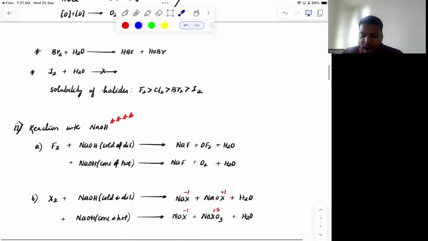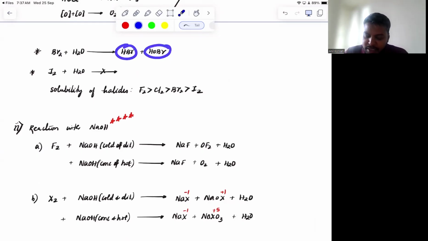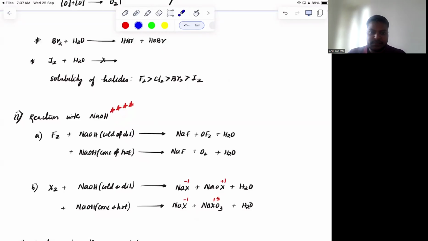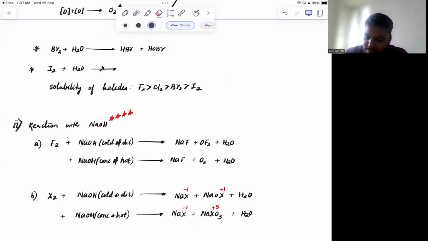Next, Br2 and water, if you notice, will become HOBr and HBr. I2 in water has no reaction. Solubility generally decreases from F2 towards I2. This is how the solubility changes. Okay, clear guys? Next, one minute. There is one change here.